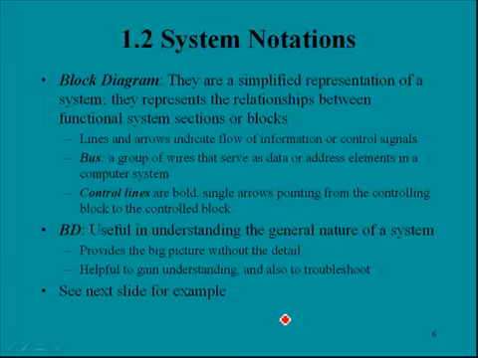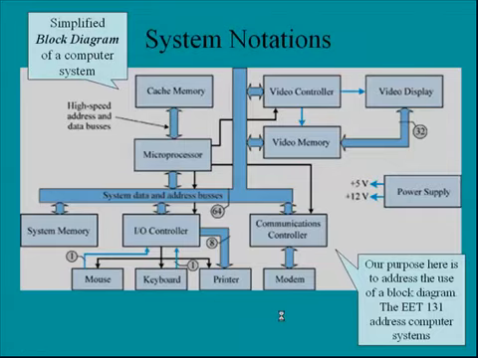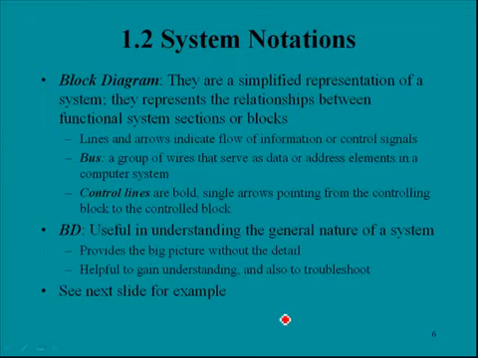1.2 System Notations. Block diagram. First of all, what are they? They are a simplified representation of a system. They represent the relationships between functional system sections or blocks. And here is a picture of a block diagram. Let's talk about it a little more.